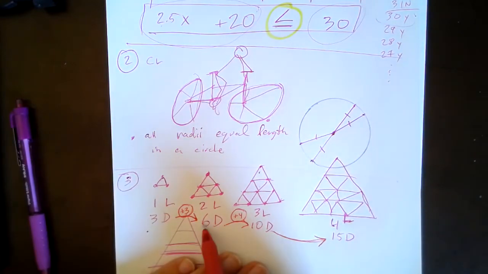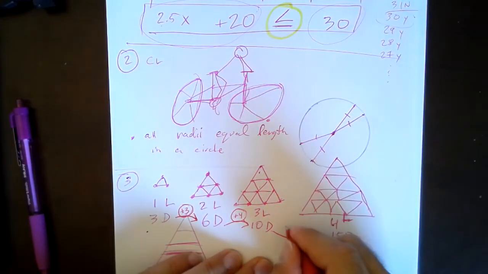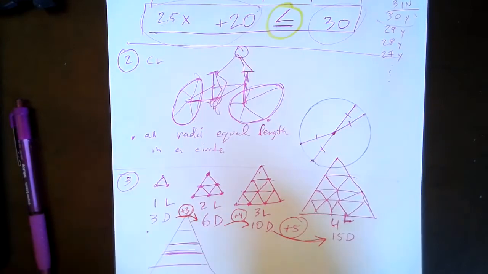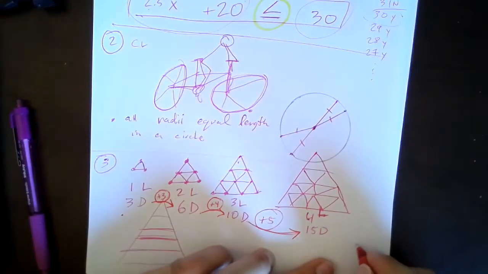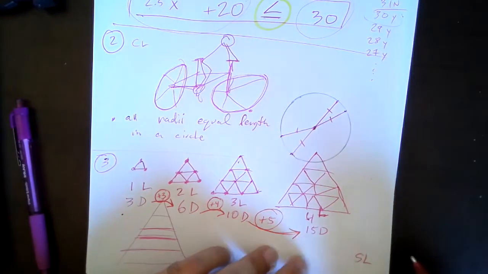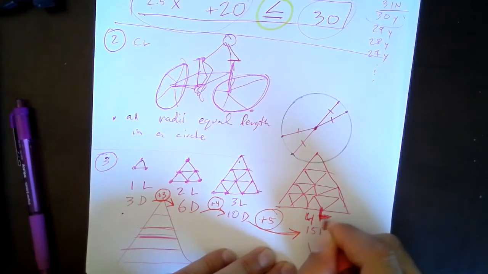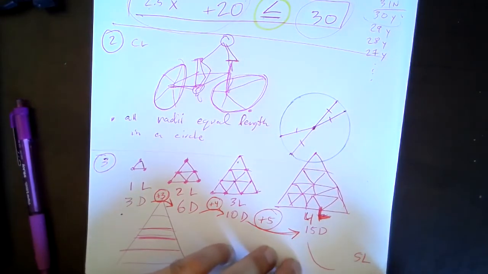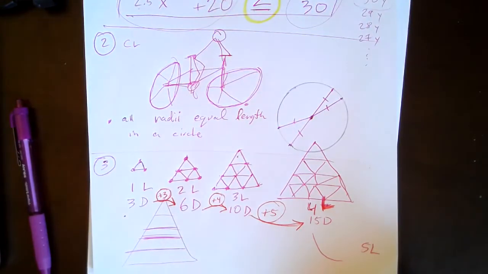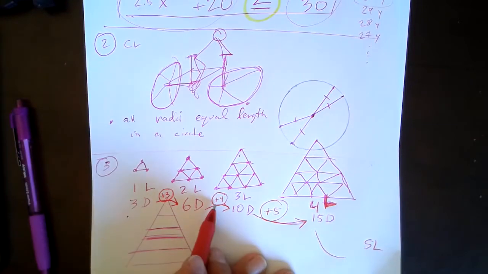So we added 3 to get to 6. We add 4 to get to 10. We add 5 to get to 15. So how many are we going to add to get to a 5 level? This was 4 levels. We need 5 levels. Yes, Tao and Charlie have it. Very good.